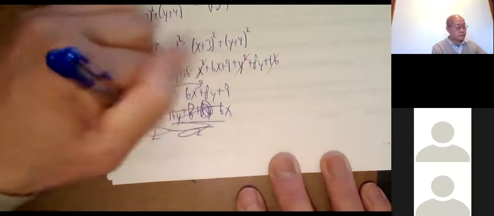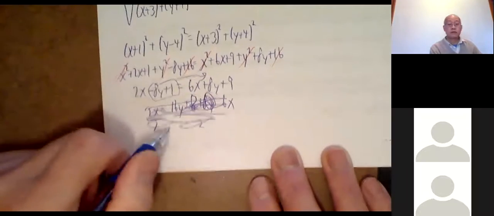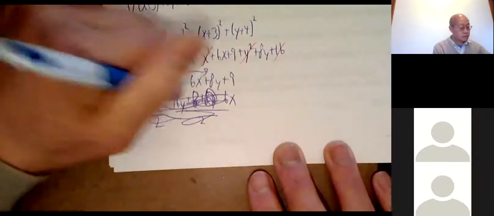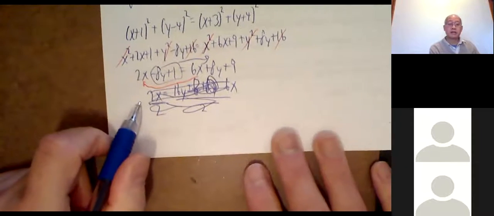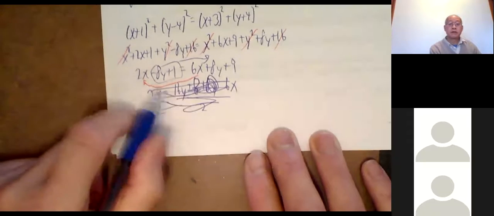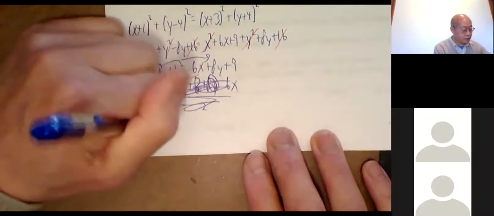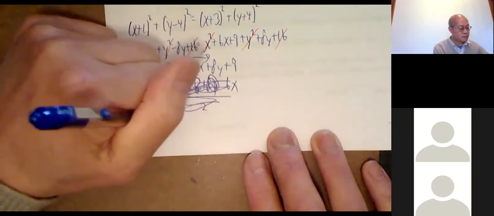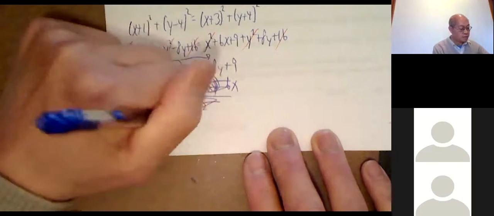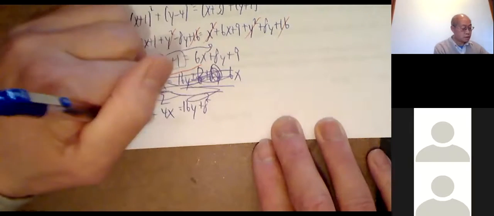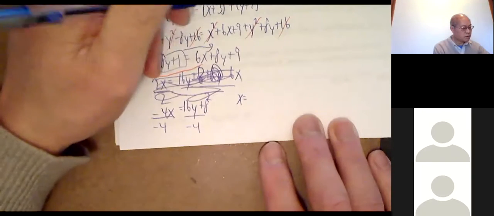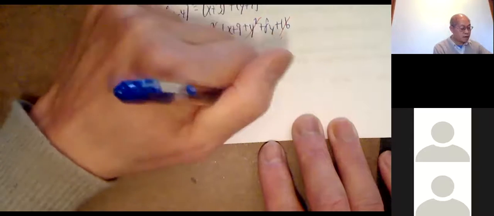No. You know what? I messed this up completely. Sorry. It's worse. Sorry, 6x has got to come over here. I want all the x's on this side. So 2x minus 6x is negative 4x, and that is 16y plus 8. Okay, now I think I'm good. Divide by negative 4, divide by negative 4. x is equal to negative 4y minus 2.